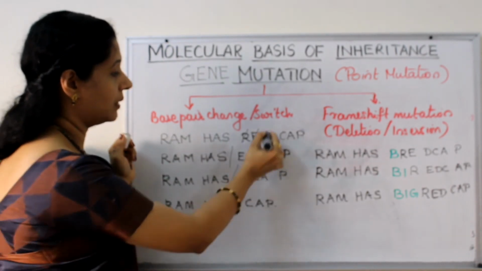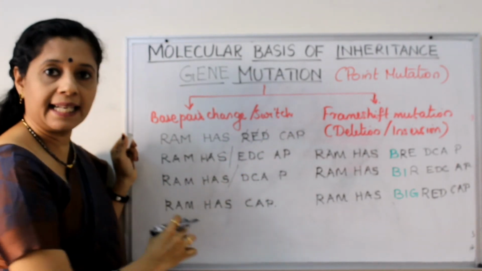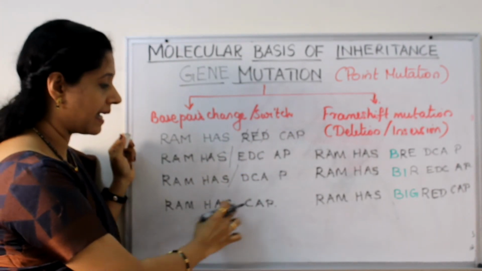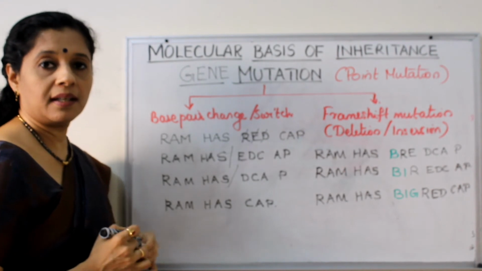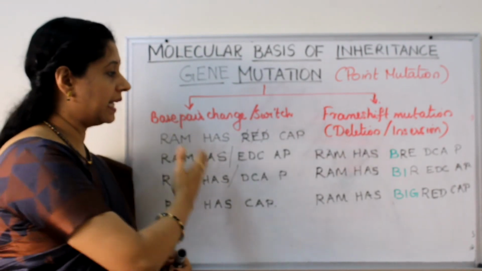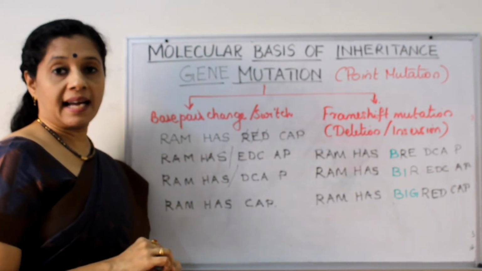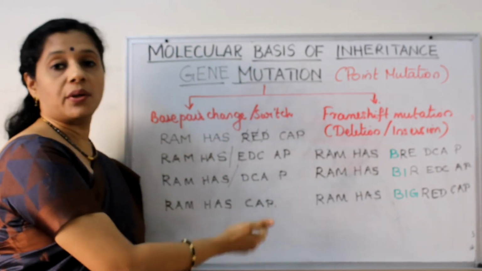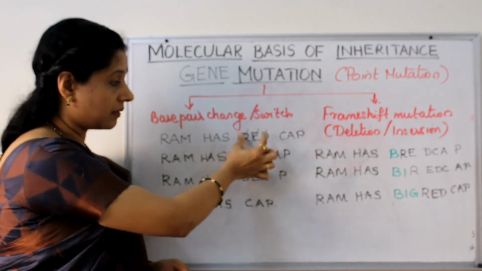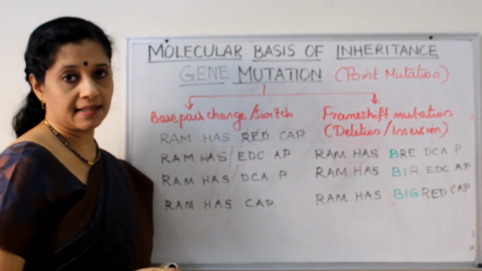Up to that, it's not a problem. Ram has. Now D also gone. Completely 3 nucleotides are gone. CAP. So again it is making sense. Ram has cap. So here 1 or 2 nucleotides were deleted, so the reading frame is changing from the point of deletion. And when 3 nucleotides are removed, the whole sequence is removed and again it is making sense.